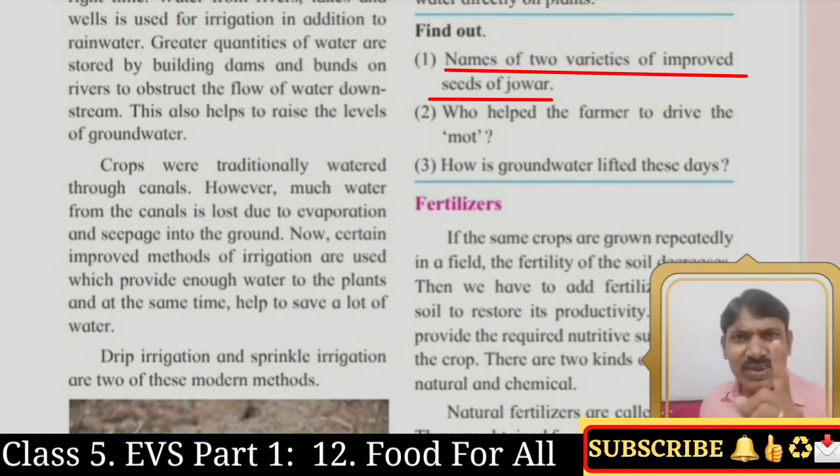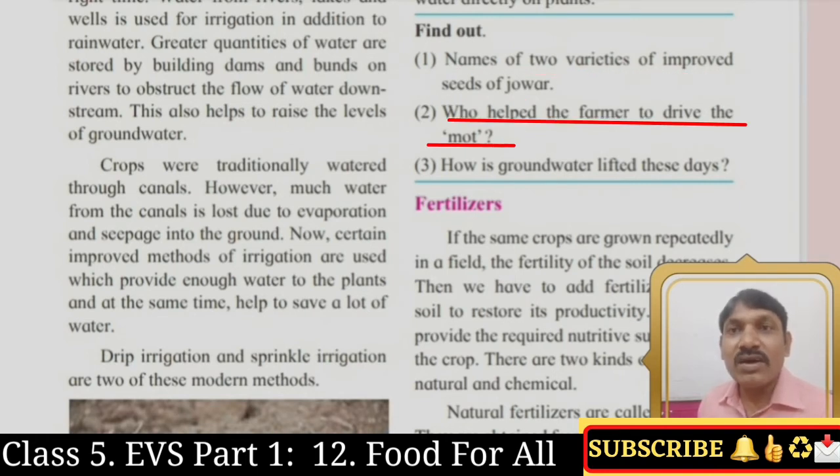Okay, student. Now let's have the second question. Who helped the farmer to drive the moat? Yes, student, who helped? Just now we have seen. Yes, you can type this answer in the comment section. Let me tell you, the bullock helped the farmer to drive the moat.